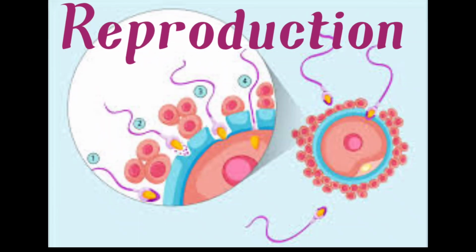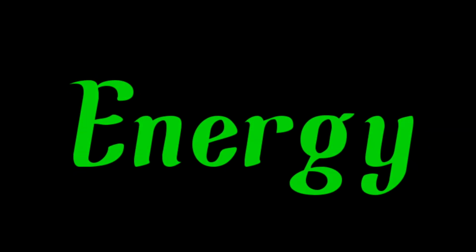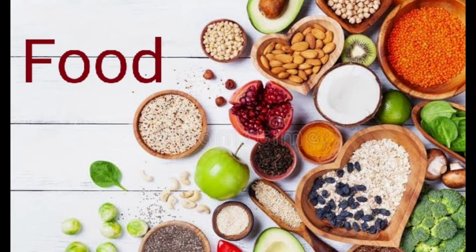The process of reproduction involves the making of more organisms from the existing ones so that organisms could live on this earth forever. Energy is needed for the life processes. All the living organisms need energy to perform various life processes. They get the energy from food. Food is a kind of fuel which provides energy to all the living organisms.